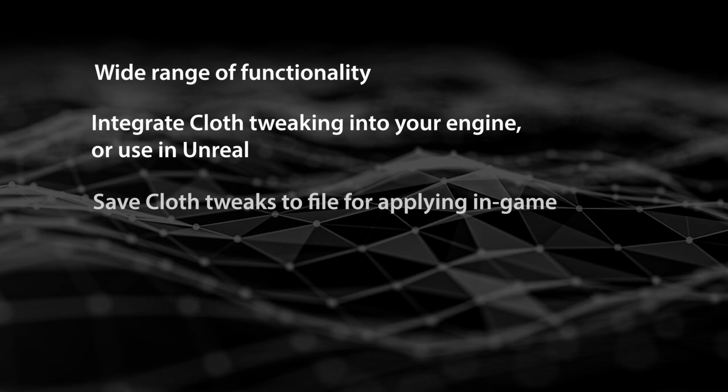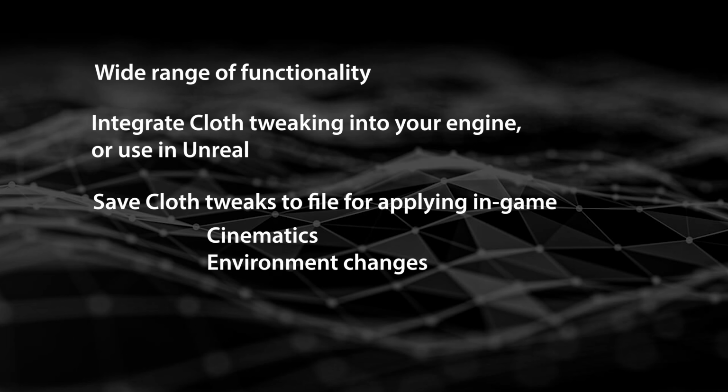These tweaks can also be saved out to file and applied at a specific time in-game. This is especially helpful when modifying cinematics or for when a character moves to different environments. For example, you can tweak the constraint stiffness and gravity and load that file in for the cloth simulation when a character goes underwater. Using the cloth tweaker from within an engine can significantly speed up your workflow, and we'd recommend you checking it out.